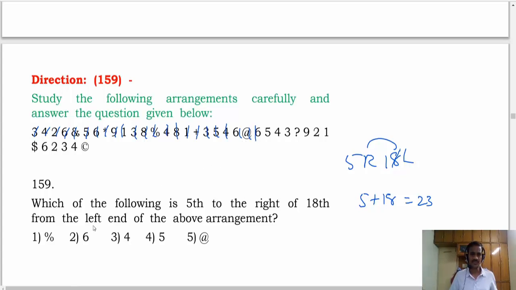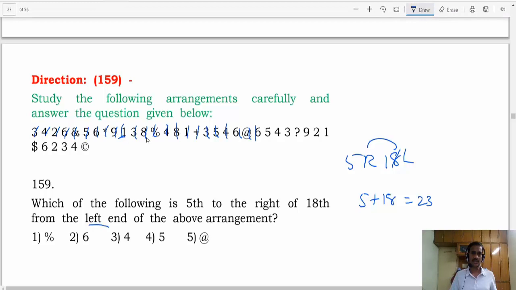Then 23rd from the left. Fifth to the right of 18th from the left. And 18 plus 5, 18 plus 5 is how much? 23rd. Now 23rd from the left-hand side: 3, 4, 5, 6, 7, 8, 9, 10, 11, 12, 13, 14, 15. Isn't it? Now fifth to the right of 18th from the left.